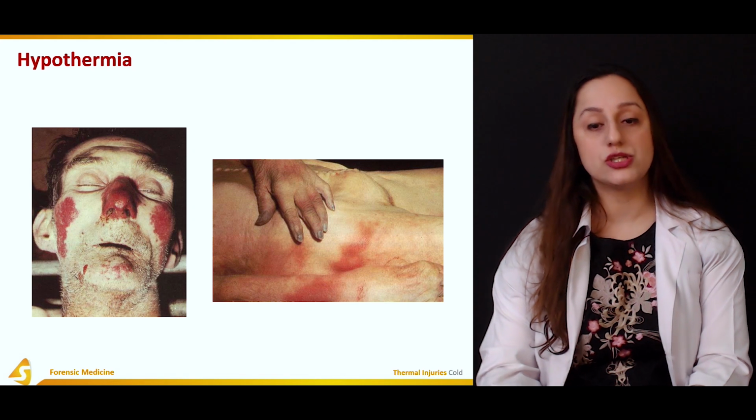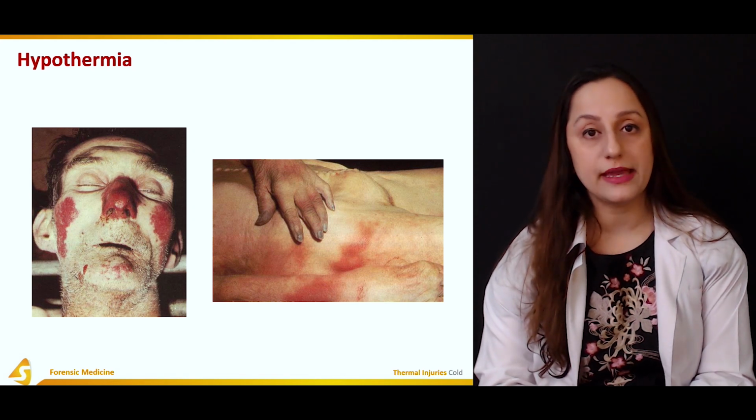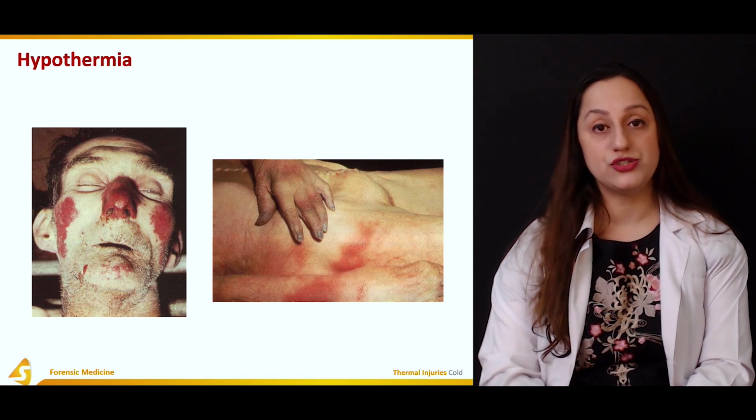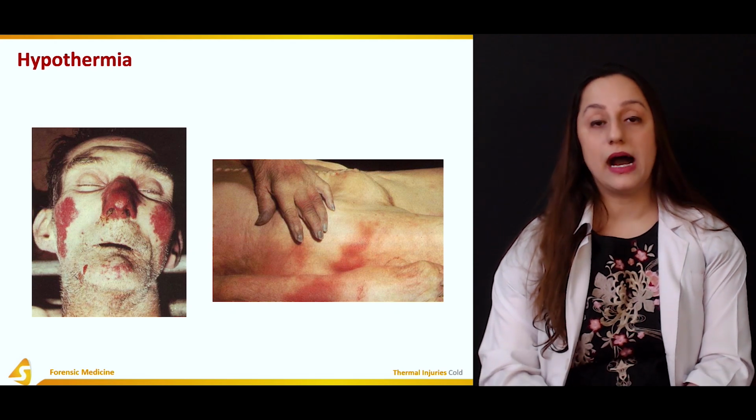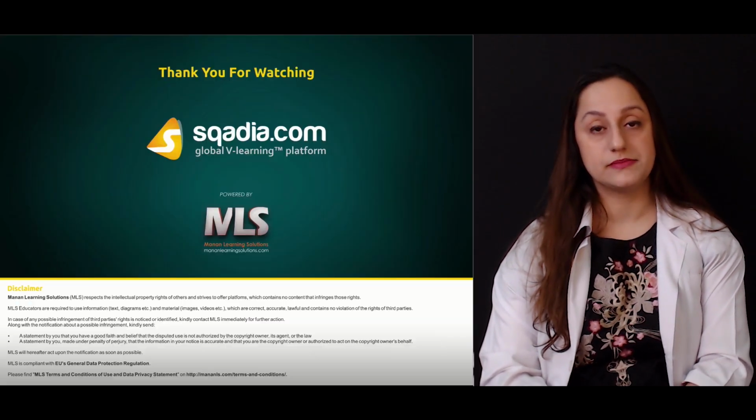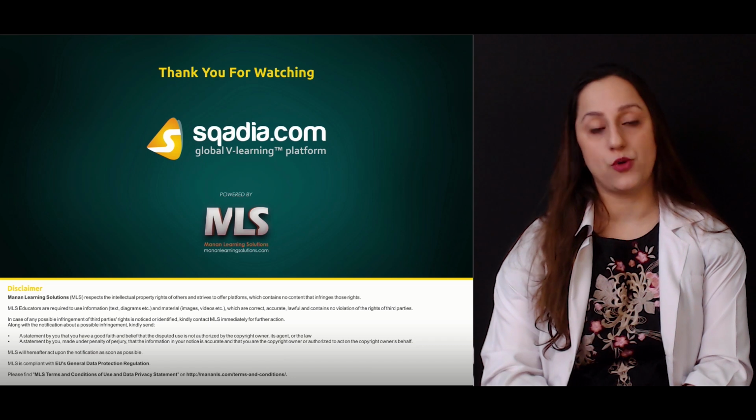And this section was basically focusing on deaths caused by decreased temperatures and how we will investigate such scenarios, whether it was post-mortem or ante-mortem. That is the most important thing.